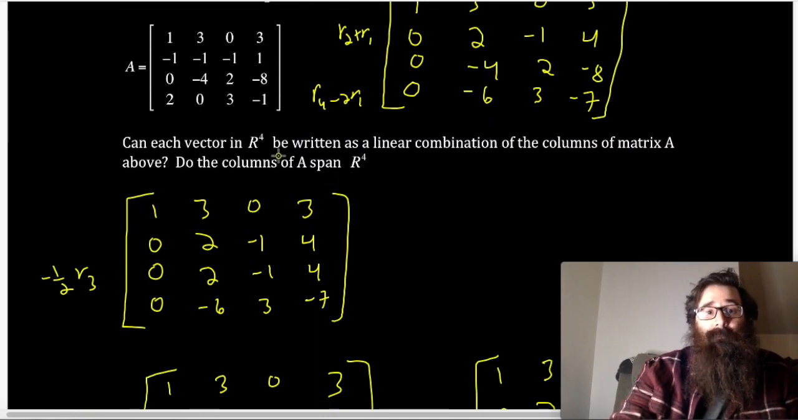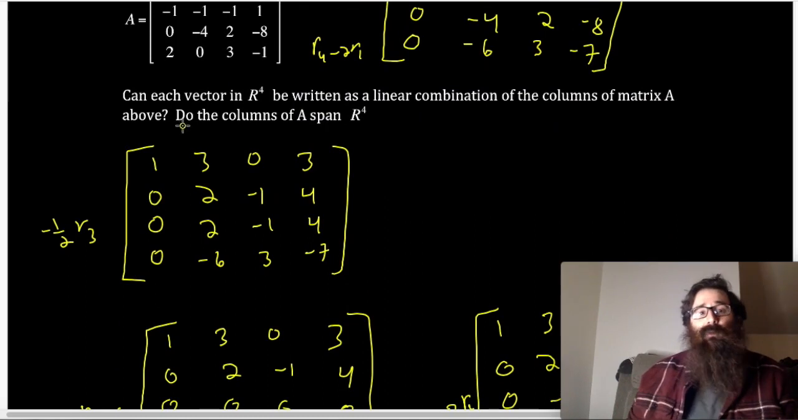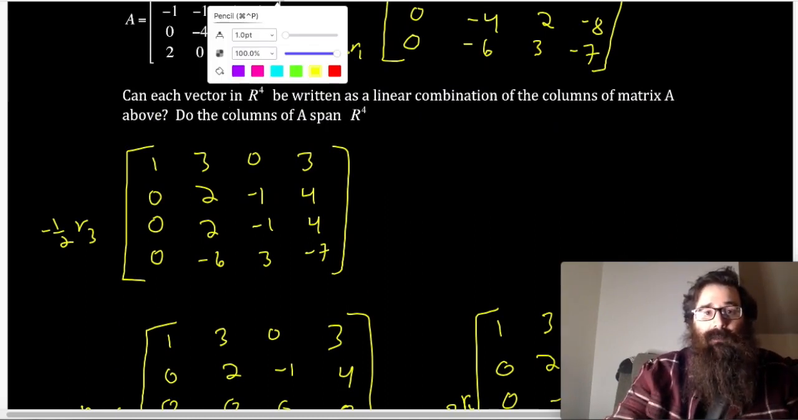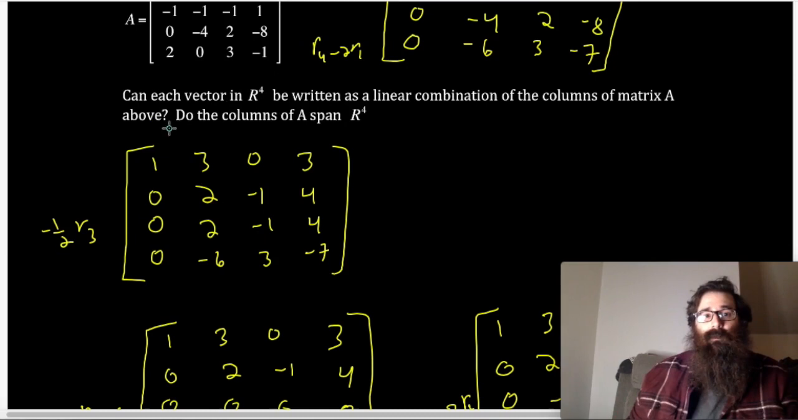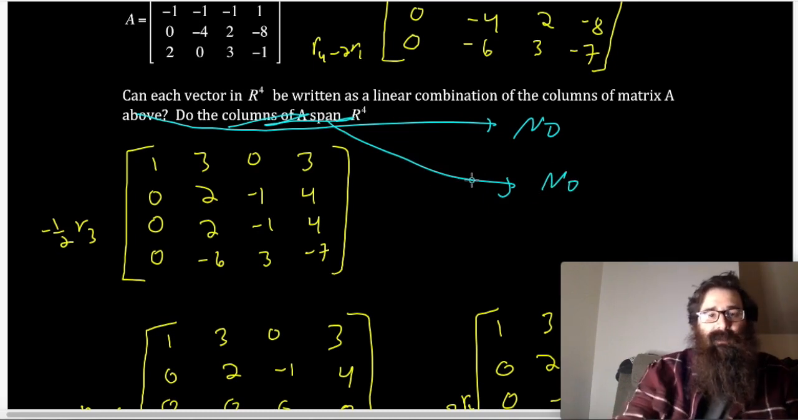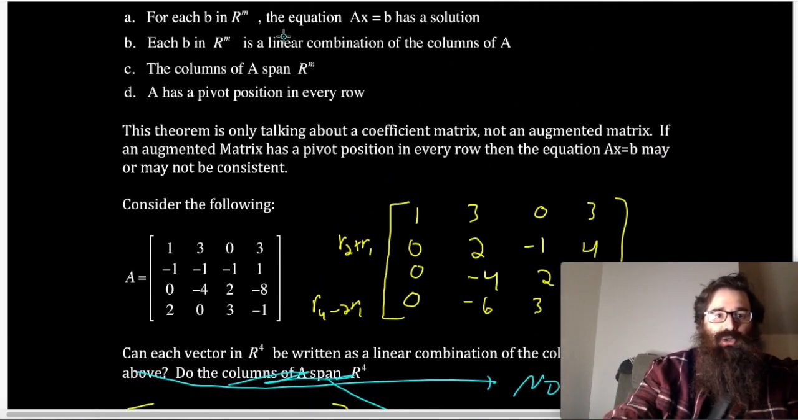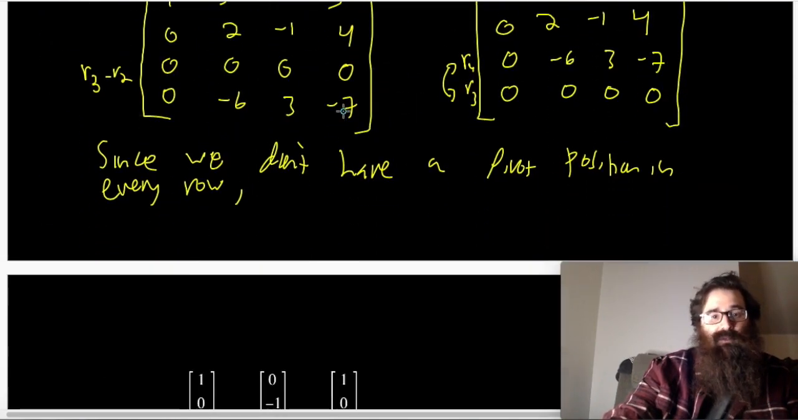So can the vector in R4 be written as a linear combination of the columns of matrix A above? Instead of rewriting this, because you know my handwriting isn't maybe the nicest looking, let me just answer it here. Say no. Do the columns of A span R4? I didn't mean to cross it out like that, but you know, I'm a little angry too, because the answer is no. Columns of A don't span R4. Can each vector in R4 be written as a linear combination of the columns of this matrix? No. Right, all these things fail because I was able to show that statement D is false. So then all of them are false.